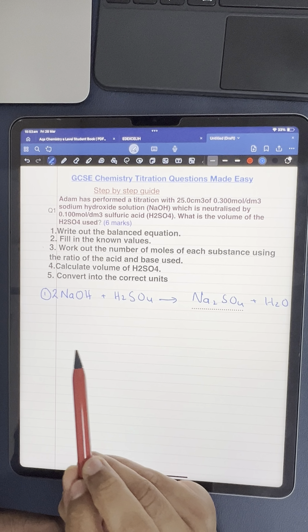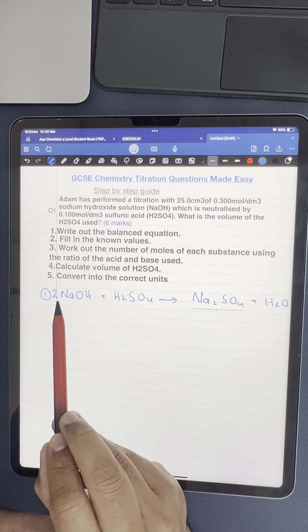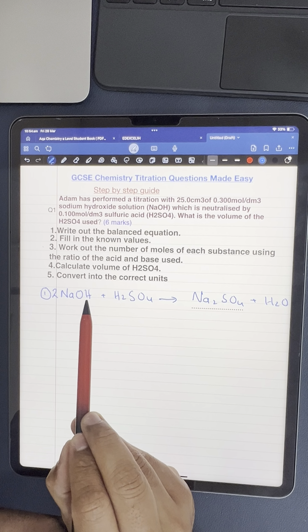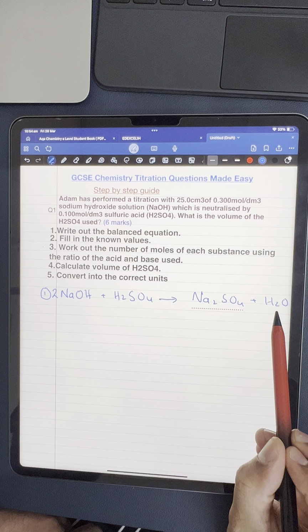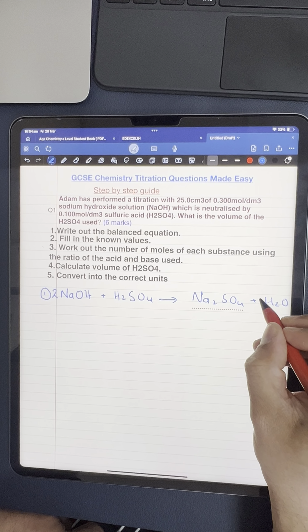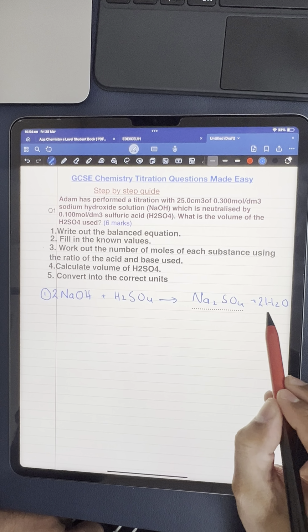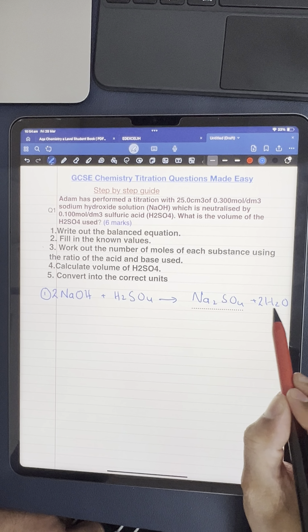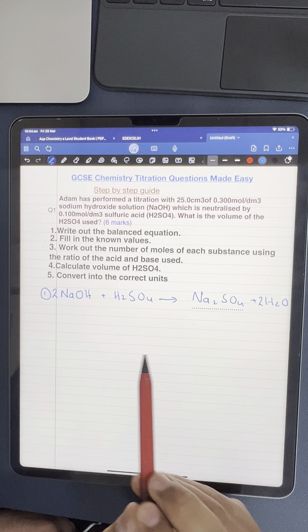The next thing I'm going to look at is the hydrogen atoms. Hydrogen atoms on the left are 2 plus 2 is 4, and on the right it's just 2. So I'm going to put a little 2 at the front of water, and that's going to make 4 hydrogen atoms. So hydrogen is balanced, sodium is balanced. Let's look at oxygen. So you've got 2 plus 4 atoms of oxygen gives you 6 on the right side. 4 and 2 gives you 6 on the left side. So that's balanced. Last but not the least, we look at the sulfur. So 1 sulfur there on the reactant side and 1 sulfur on the product side. So the whole equation, guys, is balanced.